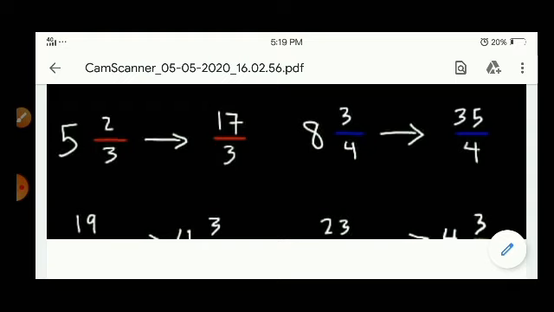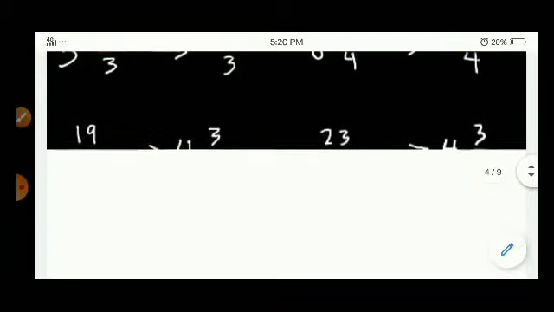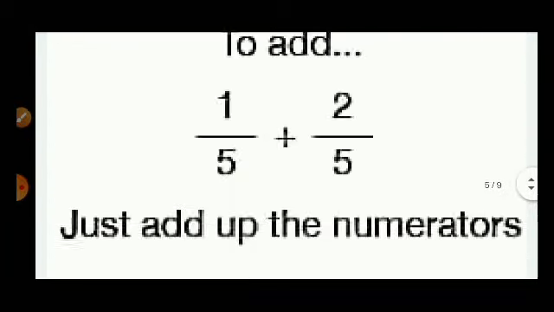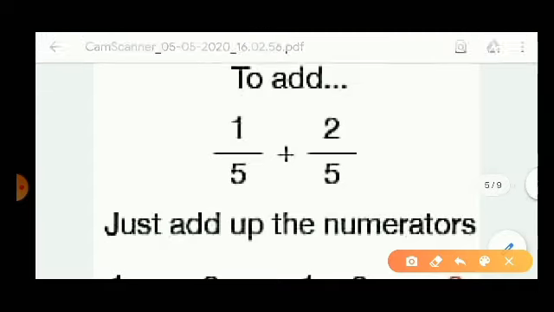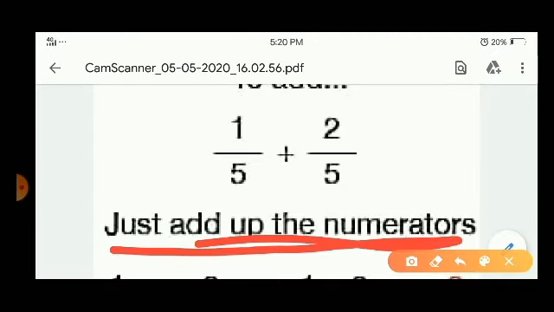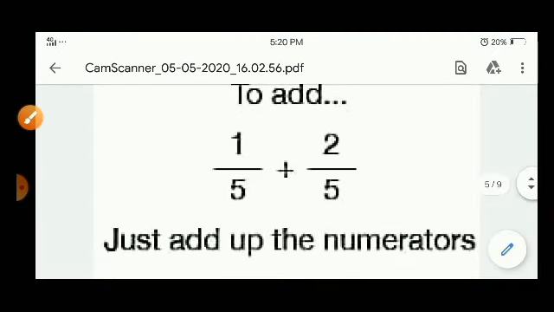So guys, if you want to add two like fractions, what you have to do is very easy. You just have to add numerator with numerator. Here is the example. 1 upon 5 plus 2 upon 5. So you will add numerator with numerator, right?